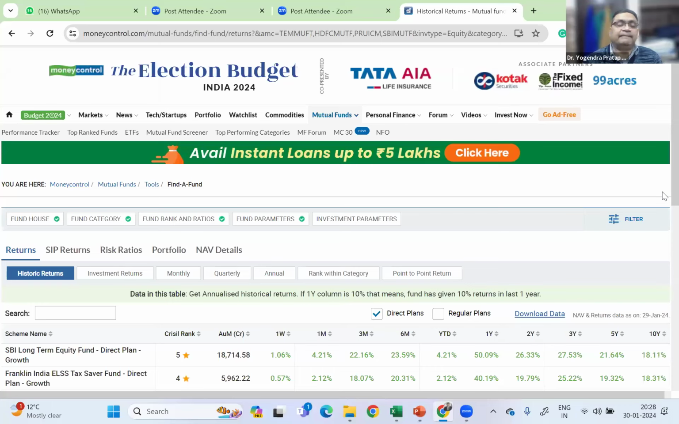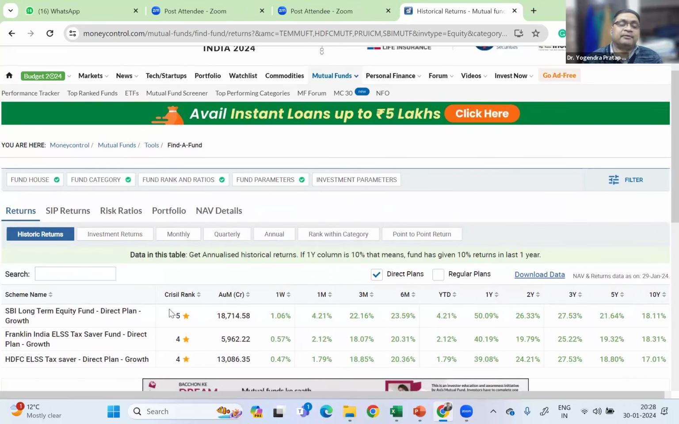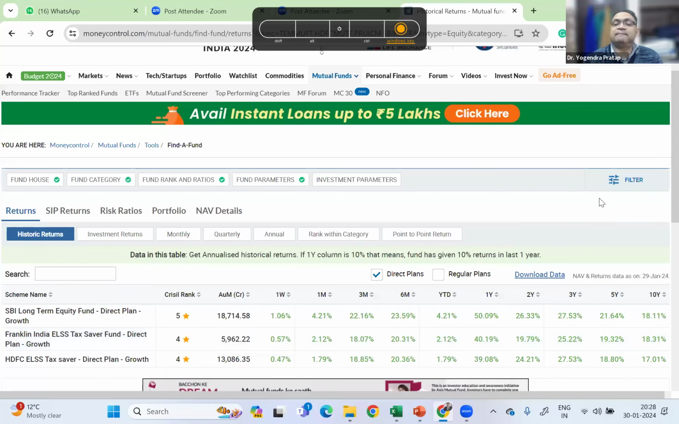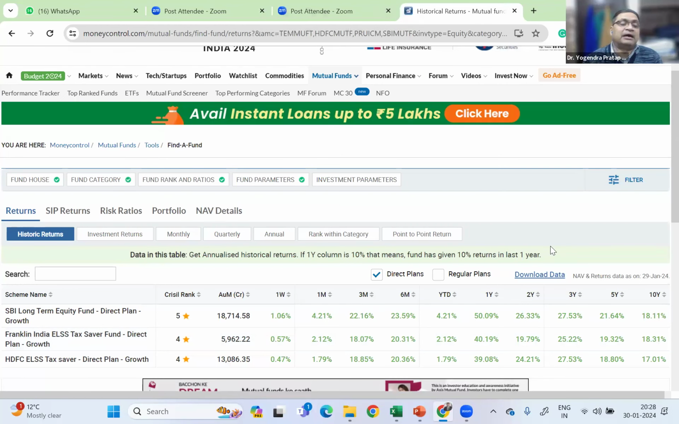Now, see, these are the 5 or 4 rated tax saving mutual fund schemes. See, the system has directly given you, screened you for the most popular ELSS, that is tax-based mutual fund schemes, which is covered under Section 80C. And in this way, there is a SBI long-term equity fund. Then you have Franklin India ELSS tax saver fund. Then you have HDFC ELSS tax saver fund.